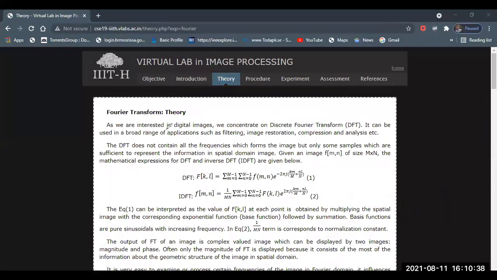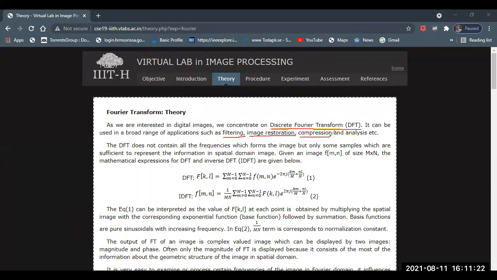As we are interested in digital images, we are only interested in signals which are discrete in nature. As we already discussed, digital images are stored as discrete signals. So we concentrate on the discrete Fourier transformation, that is DFT. It can be used in a broad range of applications such as filtering, noise removal with high pass and low pass filters, and then image restoration, that is, how to restore the image to its original format.